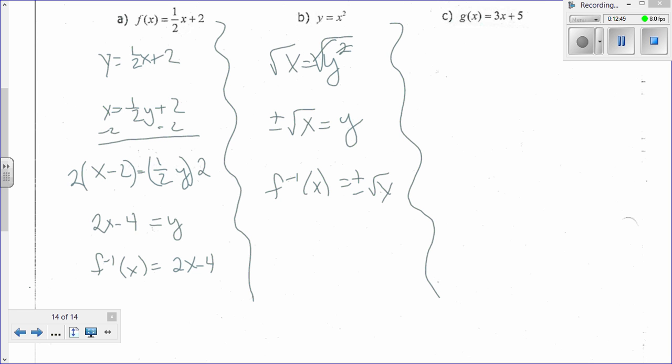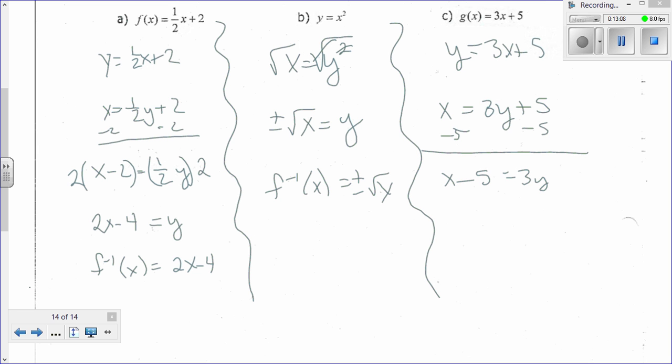My last one is just a line, y equals 3x plus 5. So switch x and y, so it's x equals 3y plus 5. Subtract 5. x minus 5 is equal to 3y. And then divide by 3. So you have x minus 5 over 3, or 1/3 x minus 5/3 equals y.